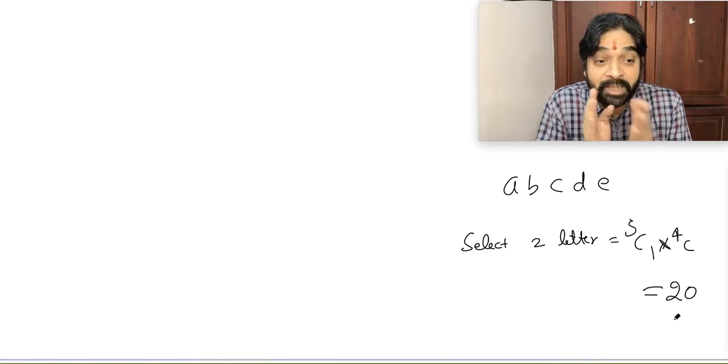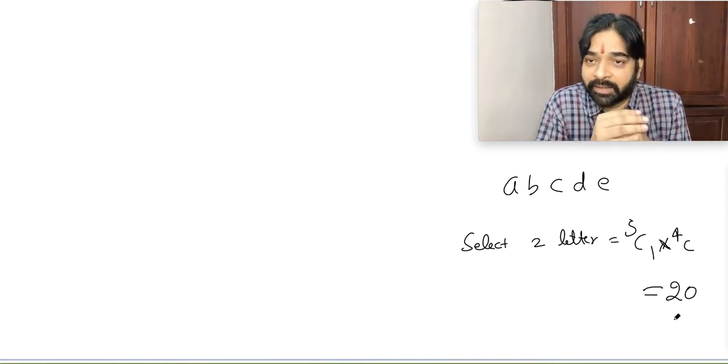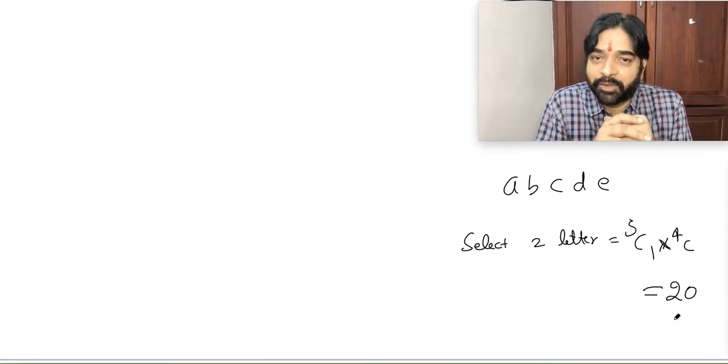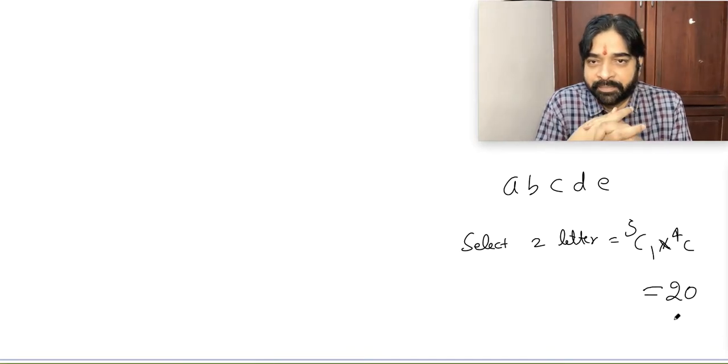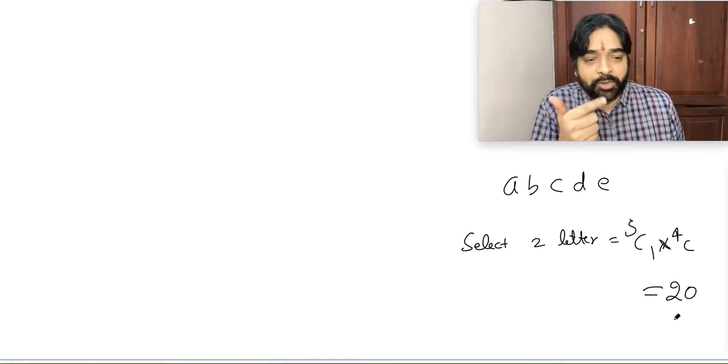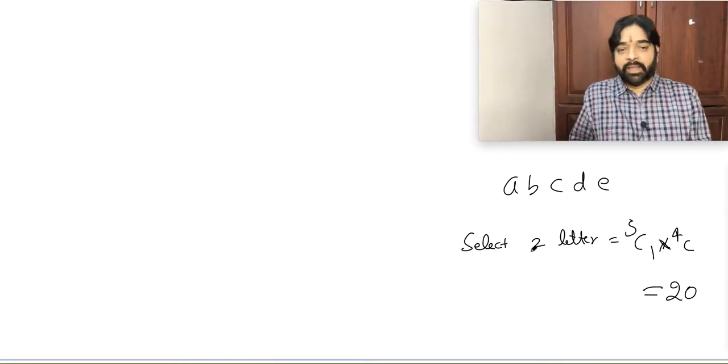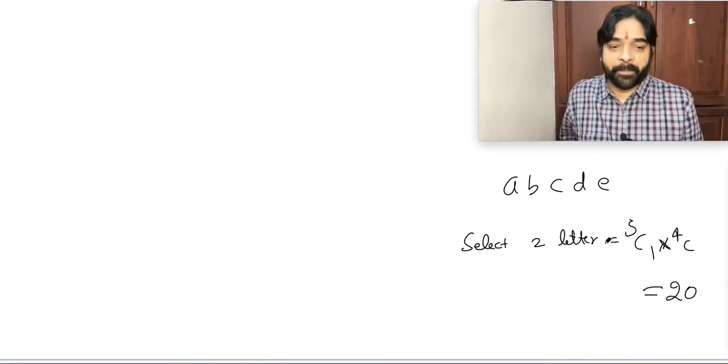But the double of the answer, what is the correct answer? Of course, it's wrong answer. Correct answer is 5C2. 5C2 value is 10. 5 into 4 by 2, 10. And this is the double. What mistake did I do? Let me show you the mistakes. Listen to me very, very carefully.